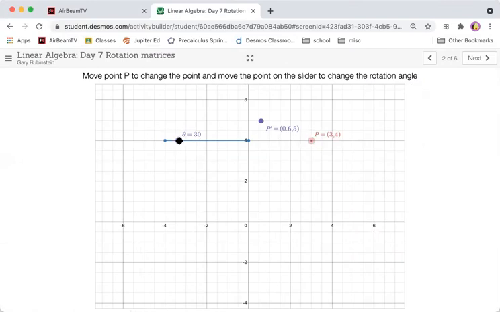But what you can do is mess around with the sliders. They might give you some sort of a feel for what's going on. So if I move this back to 30 degrees, you also have the ability to move the point around. And our goal of today's lesson is: is there a quick way to figure out the results of a rotation, no matter what the point is and what the rotation angle is?